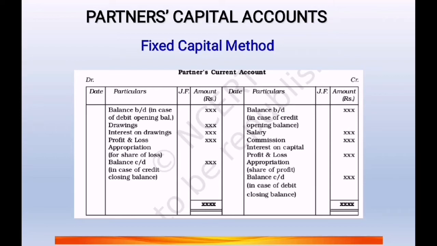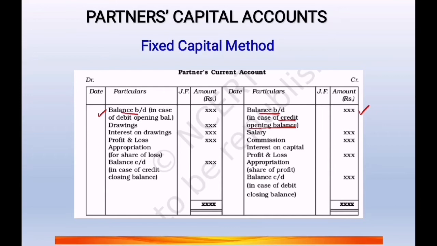The pro forma of current account is before you. On the credit side, we take the balance of current account. The balance of current account may be a debit balance or a credit balance. If it is a credit balance, then it will be shown as by balance brought down. On the other hand, if it is a debit balance of current account, then it will be shown on the debit side as to balance brought down.